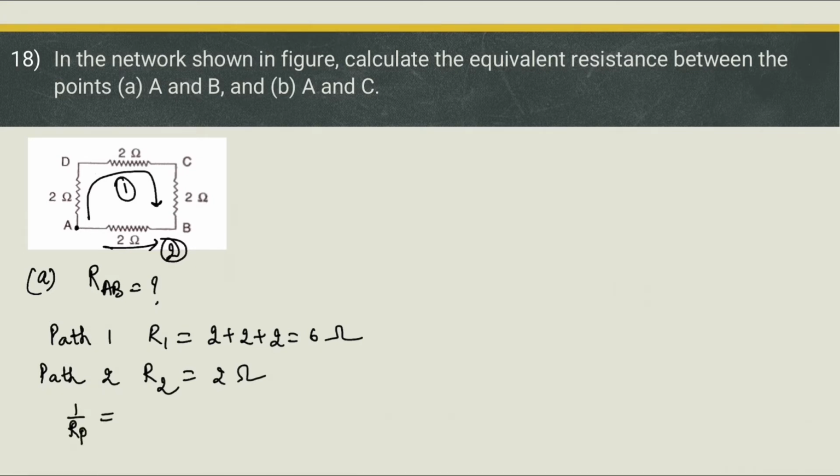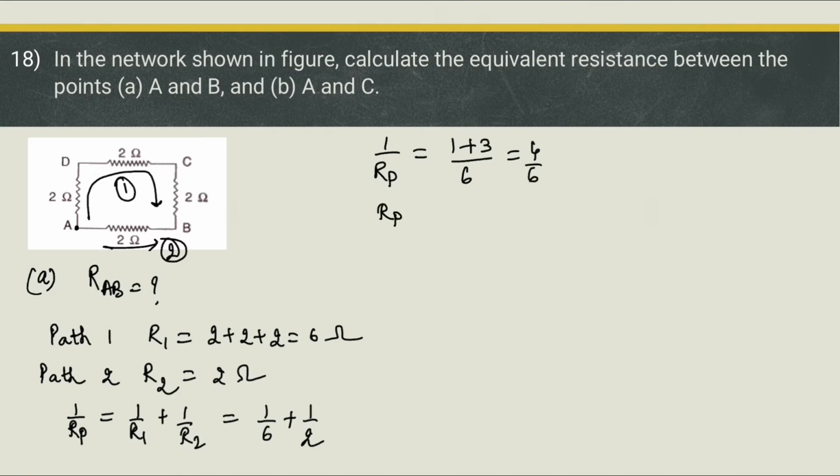So 1 upon Rp is equal to 1 upon R1 plus 1 upon R2. 1 by 6 plus 1 by 2. So 1 upon Rp is equal to 1 plus 3 by 6, 4 by 6. So Rp is equal to 6 by 4, 3 by 2, 1.5 ohm. This is our RAB, equivalent resistance between A and B.